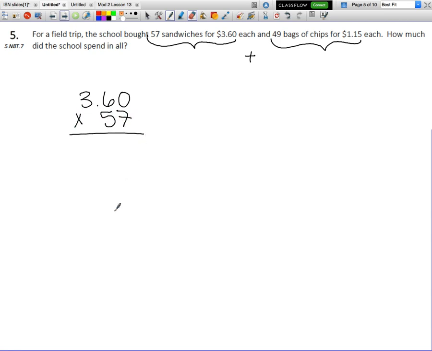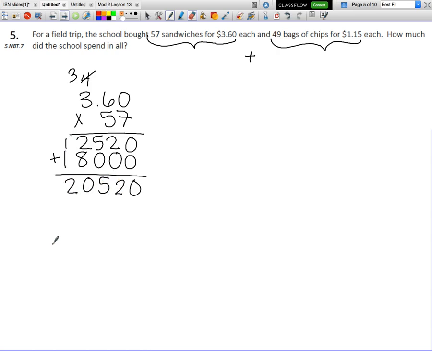So here we go. 0 times 7 is 0. 6 times 7 is 42. Carry my 4. 3 times 7 is 21, plus 4 is 25. Second partial product, starting with a placeholder. 5 times 0 is 0. 6 times 5 is 30. Carry my 3. 3 times 5 is 15, plus 3 more is 18. So I have 18,000 as my second partial product. We add.